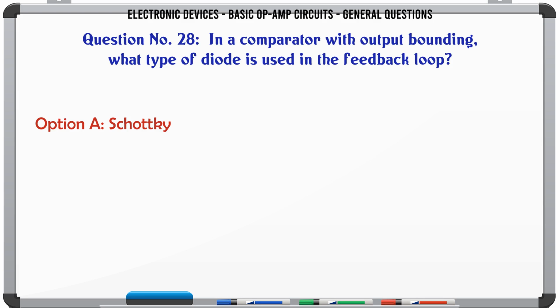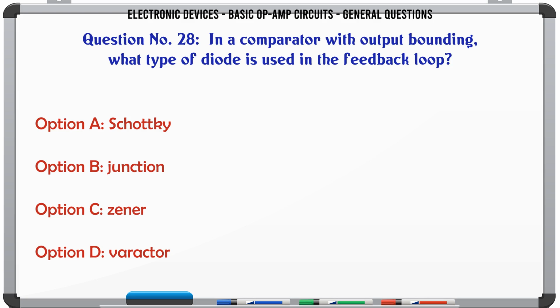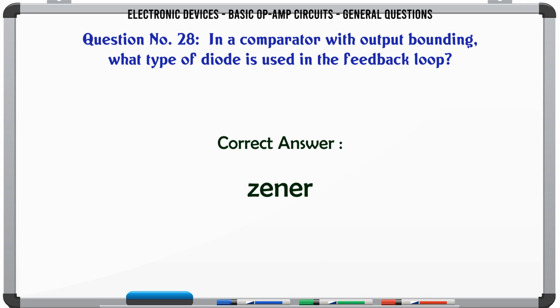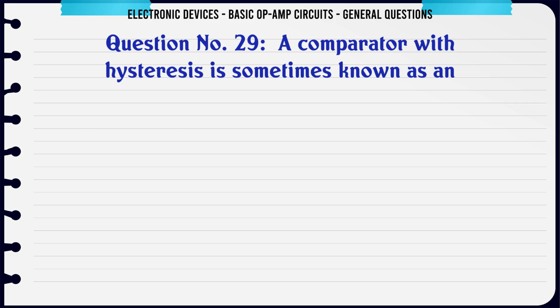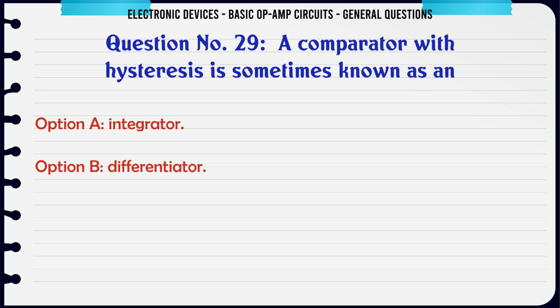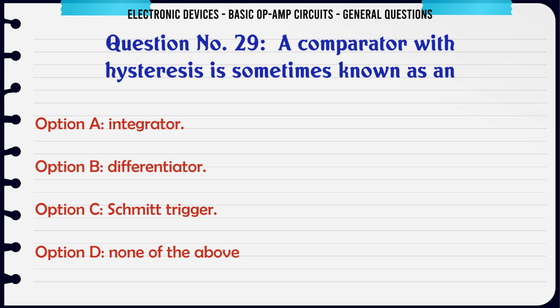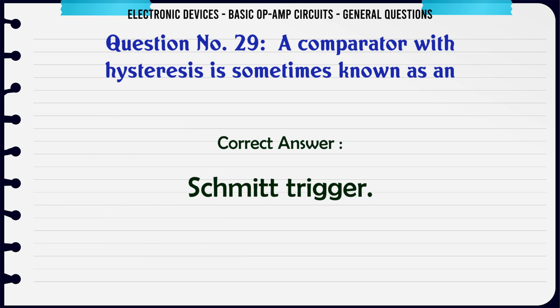In a comparator with output bounding, what type of diode is used in the feedback loop? A. Schottky, B. junction, C. Zener, D. varactor. The correct answer is Zener. A comparator with hysteresis is sometimes known as an A. integrator, B. differentiator, C. Schmitt trigger, D. none of the above. The correct answer is Schmitt trigger.